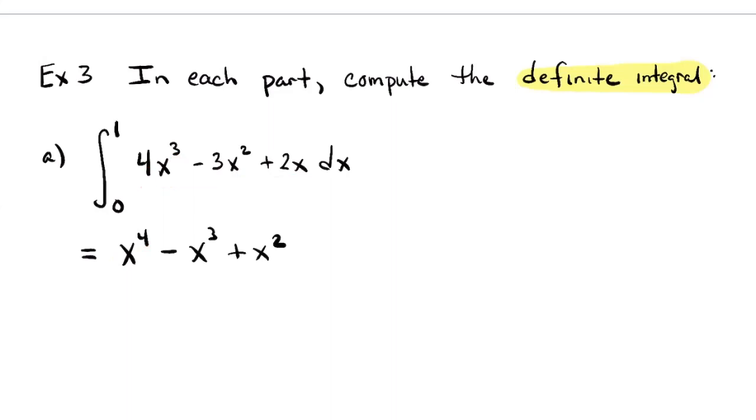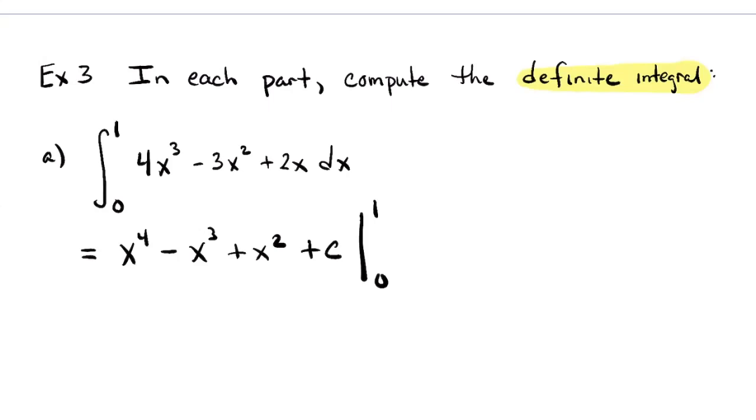And then if I were finding an indefinite integral, I would add my constant here. I can add it. I actually will do it. I'm going to add any constant. But now I'm computing a definite integral, so I'm going to plug in the numbers 0 and 1.